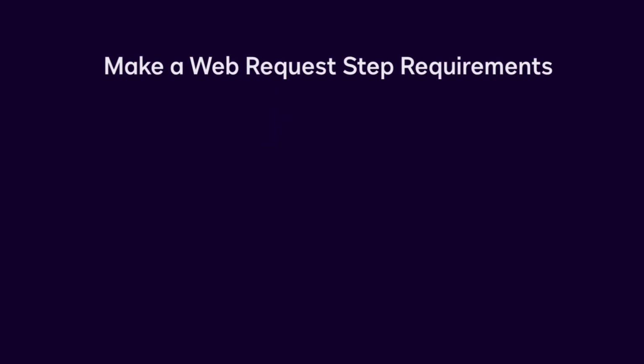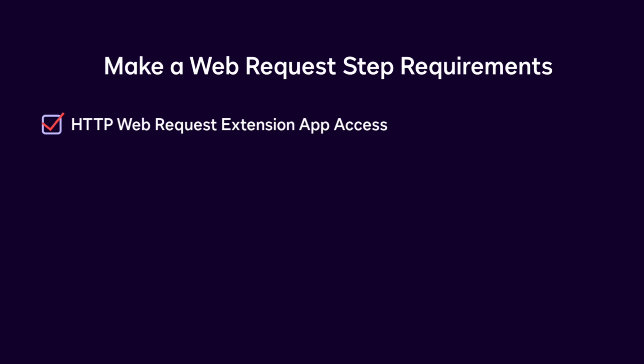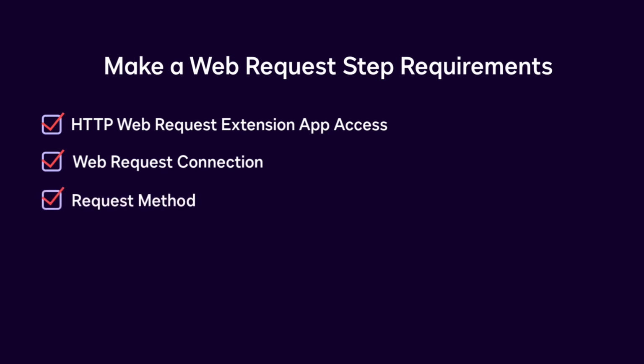To set up this step, ensure that your account has access to the HTTP Web Request Extension app. Confirm that an administrator or technical owner has created the connection for the target external app and that it is set up for use. Currently, basic auth connections are supported. Have your HTTP request method chosen based on the action you want to perform.